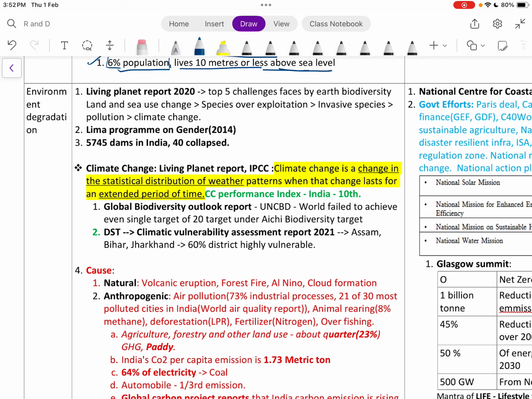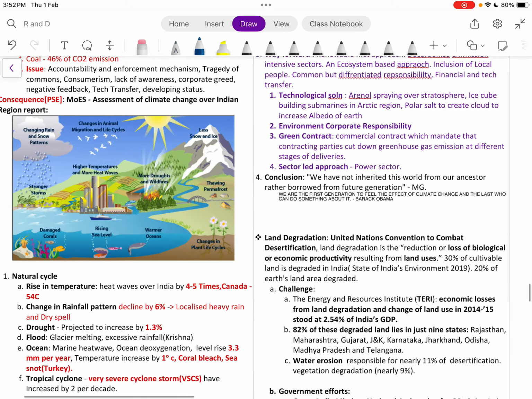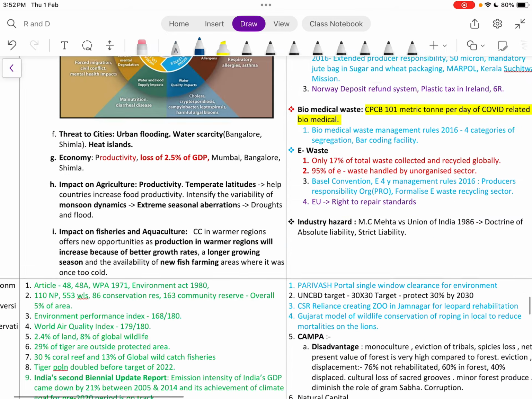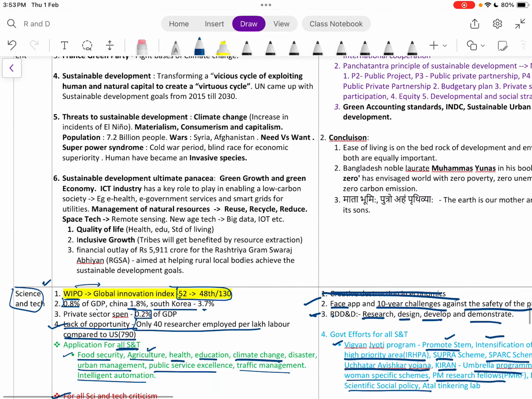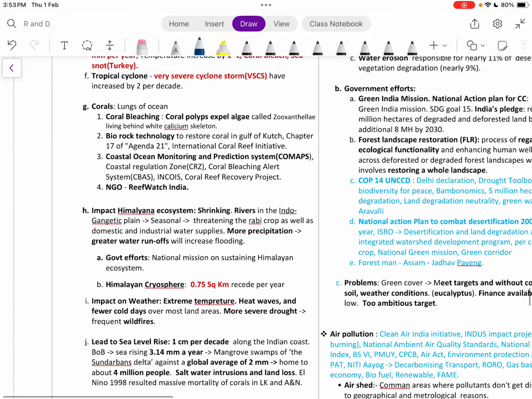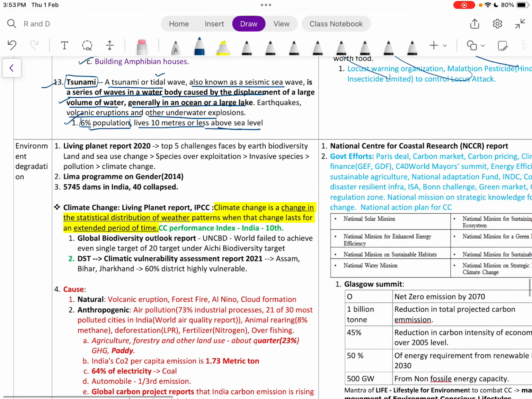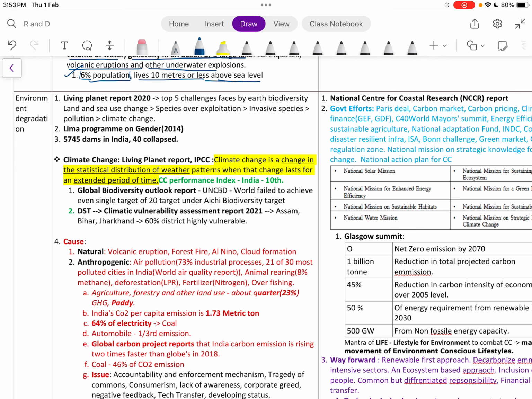Okay, now let's come again to environmental degradation. Mainly it is all about climate change, a very big topic, so you have to focus on it. And then we have biodiversity conservation and sustainable development. Okay, so environmental degradation.